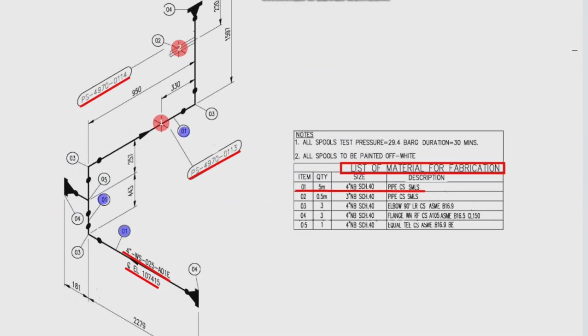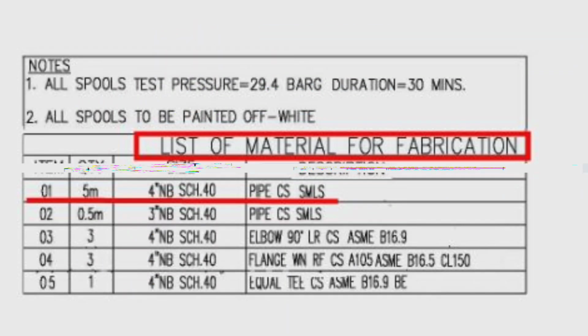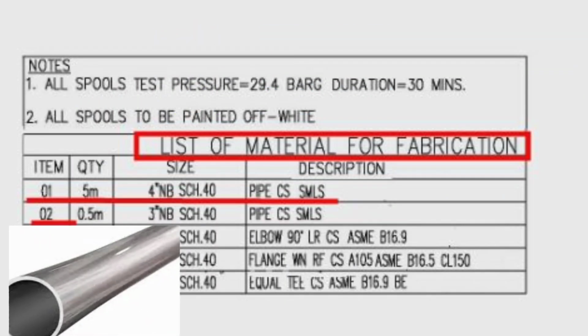Detail number 2 was used in one place in the pipe drawing. Let's look at the material list. The item number 2, the total quantity is 0.5 meters, size is 3 inches, wall thickness schedule 40, pipe, carbon steel material, seamless type.